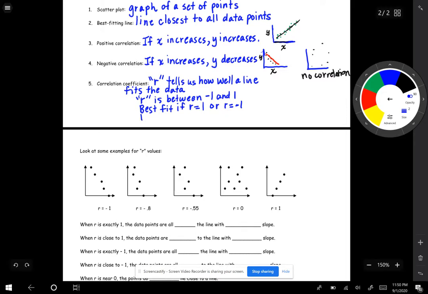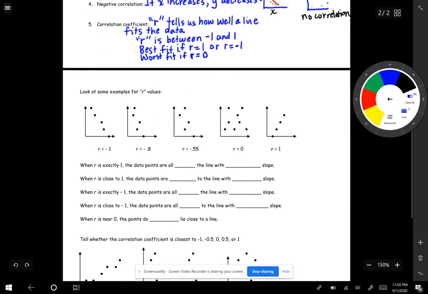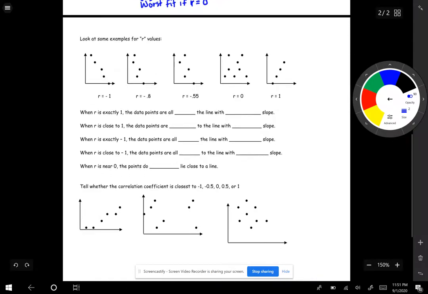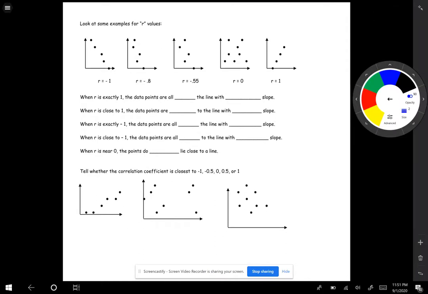It's the worst fit if R equals 0. If you decide to take AP statistics later on, you will learn all about correlation coefficients. Okay, let's look at the back page of our notes. Let's look at some examples for R values. So these 5 graphs that you see are various correlation coefficients that describe the graph.